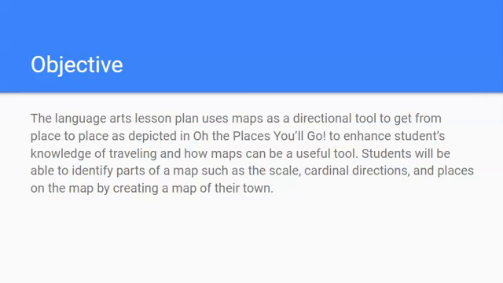The objective of this lesson uses maps as a directional tool to get from place to place, as depicted in the book Oh, the Places You'll Go, to enhance students' knowledge of traveling and how maps can be a useful tool during that time. Students will be able to identify parts of a map such as the scale, cardinal directions, and places on the map by creating a map of their town.